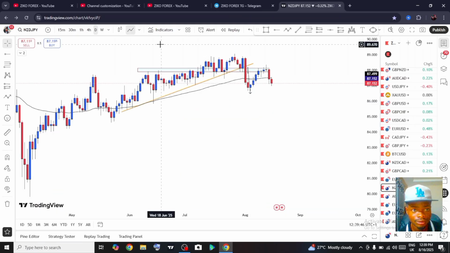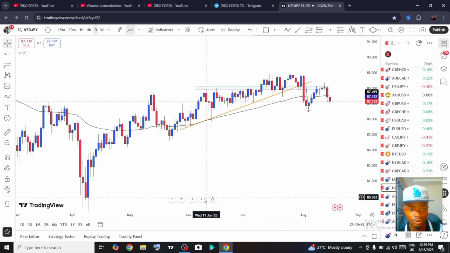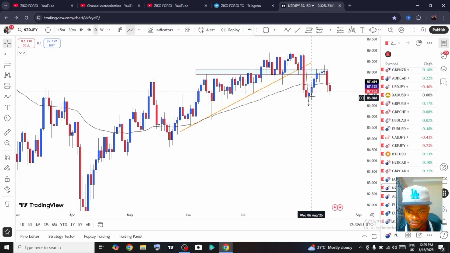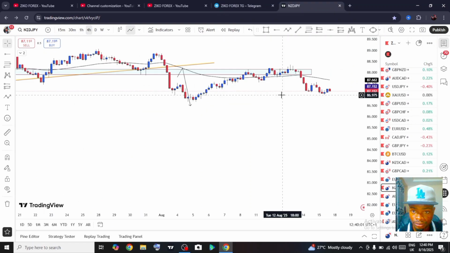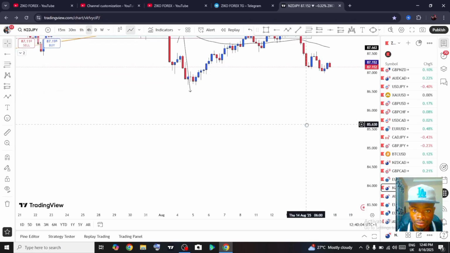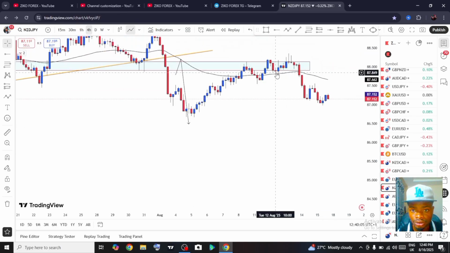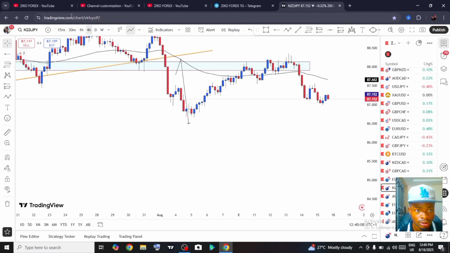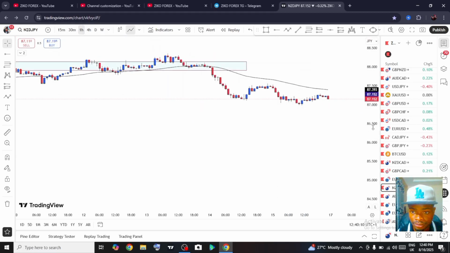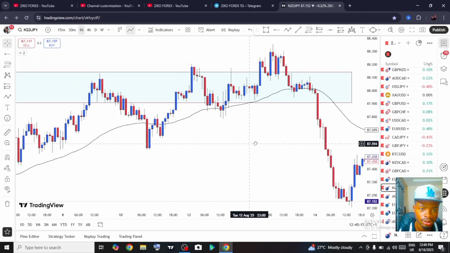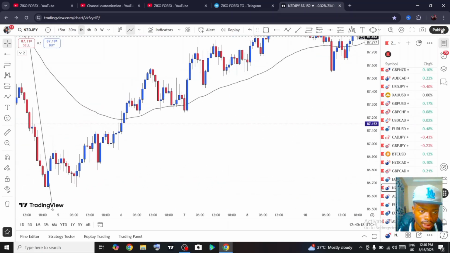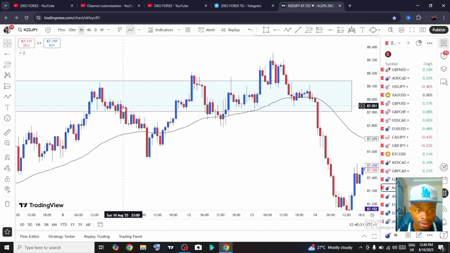NZD JPY, wow, left me again. I'm sure it had a retracement back into the area and sold. I'm not sure why I did not take this trade, but let's see what we have. Okay, yeah, let's see on the 1 hour time frame. There was an entry. I can't remember why I did not take this trade. So let's see here.